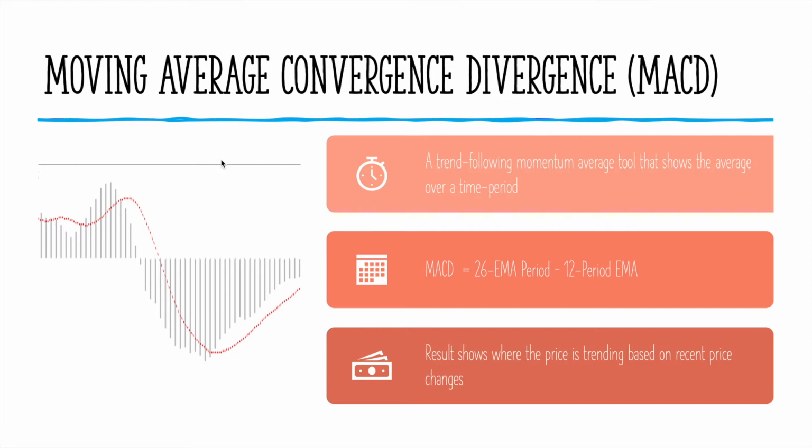The MACD is used as a trend following momentum tool to understand the price trend. It's a histogram that's created based on the exponential moving average. If the MACD is above the baseline or the zero line, that means that the price is trending upward, and if it is below the zero line, that means the price is going downward.